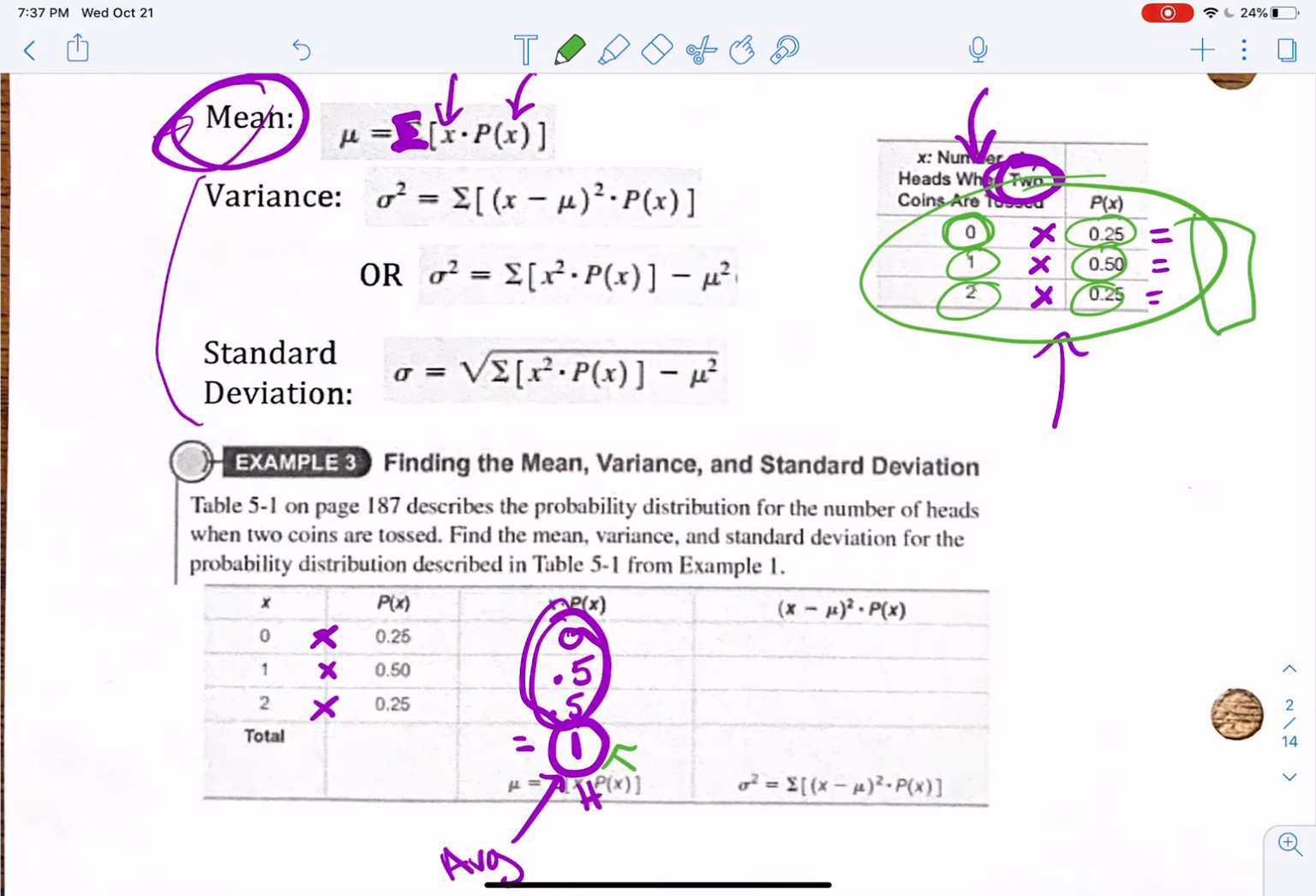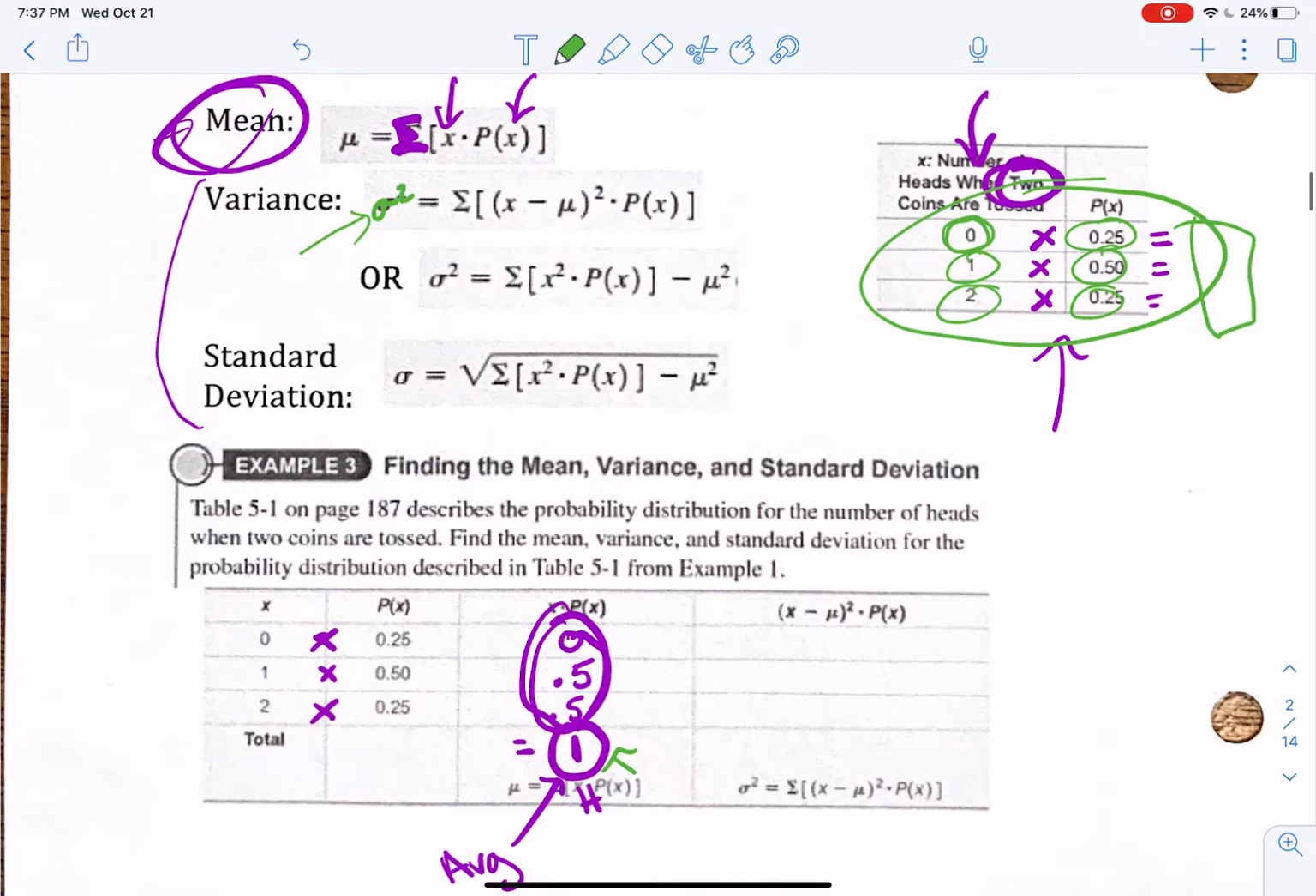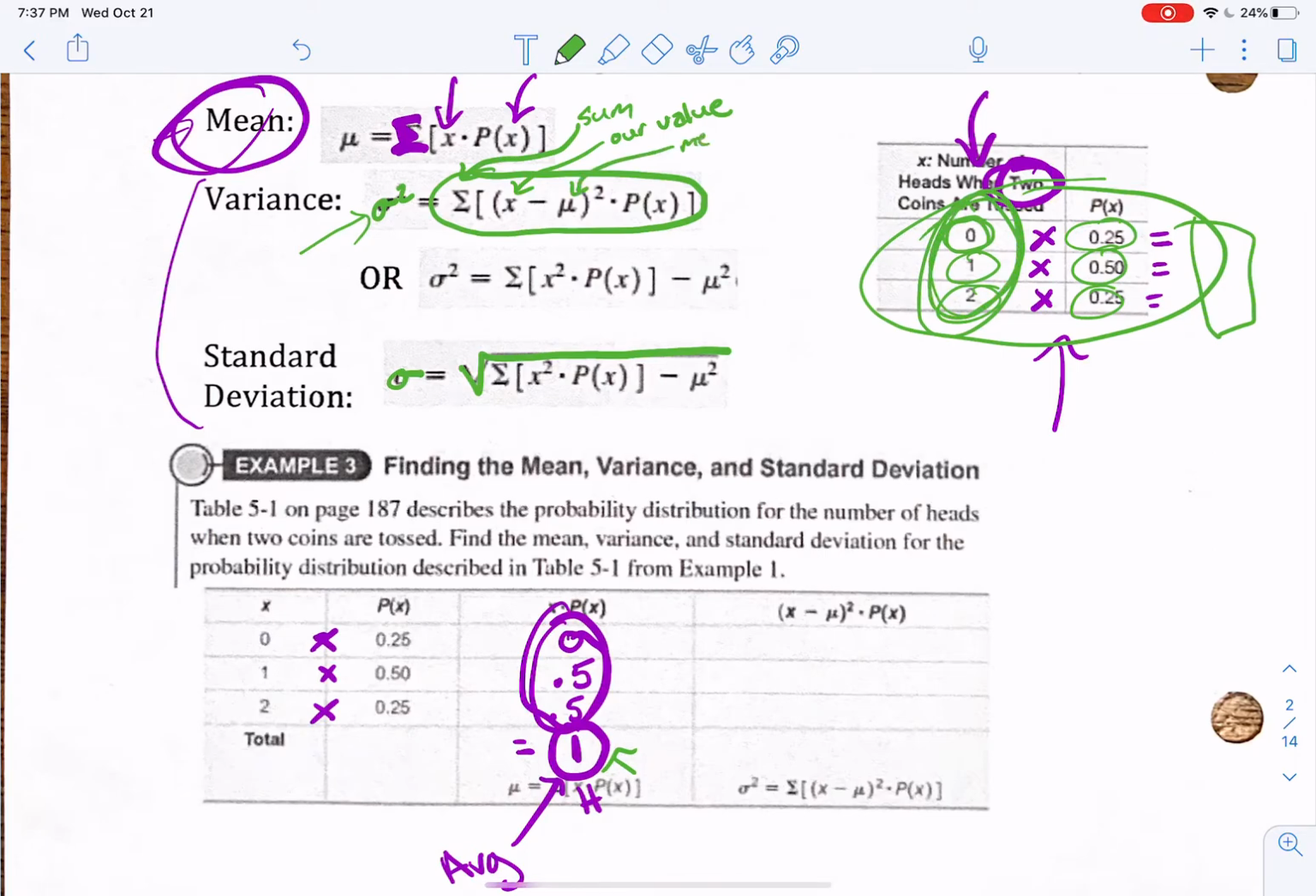The next thing we're going to do is find the variance and the standard deviation. We have to find the variance first. That is this sigma squared symbol, and as soon as we've found that, we just take the square root of it to get sigma, which is the standard deviation. Let's dissect what these pieces mean. This is the sum. The x's are the individual values, like the number of heads, so the 0, 1, 2 over here. Then we use the mean as our mu. And P of X is the probability for that row.